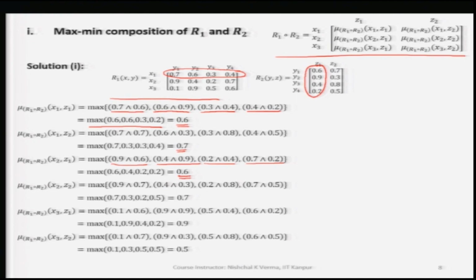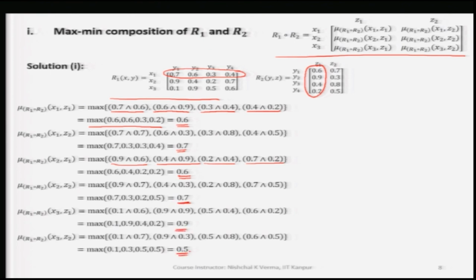Now, similarly, we use the second row of R1 and second column of R2, and when we do that we again get the max single value, and then similarly we take the third row of R1 and the first column of R2, and then the third row of R1 and the second column of R2. So, this way we are getting all these values.